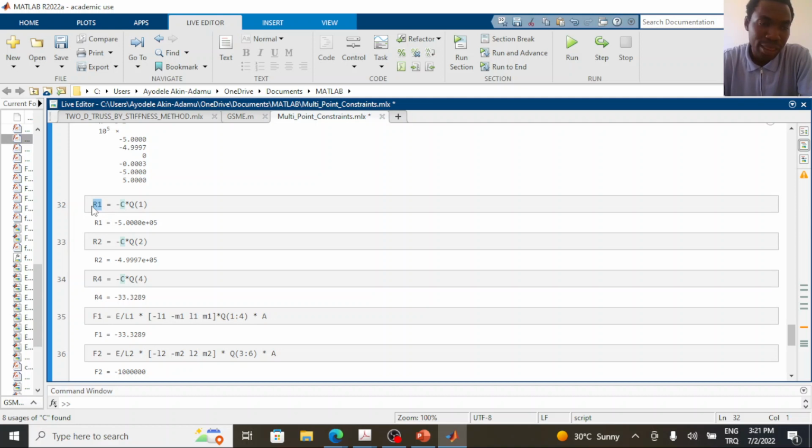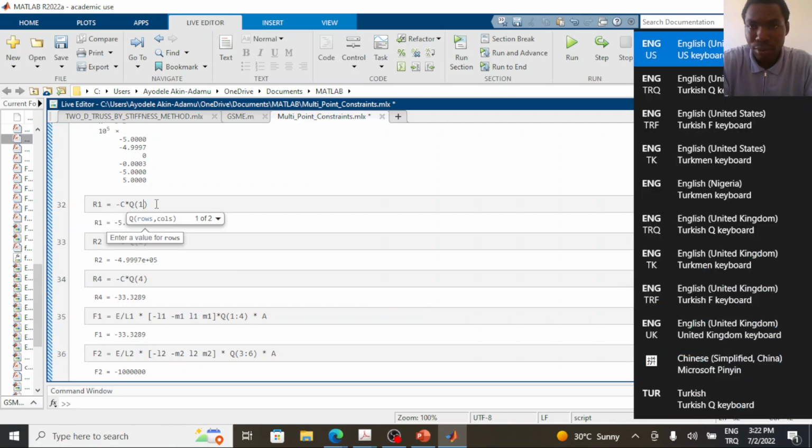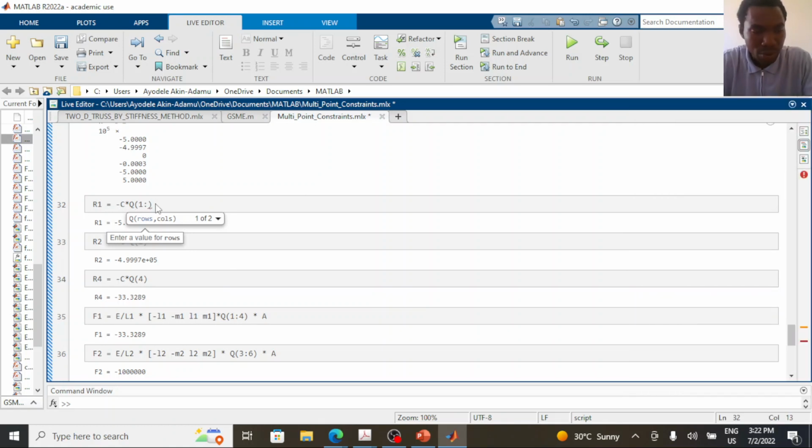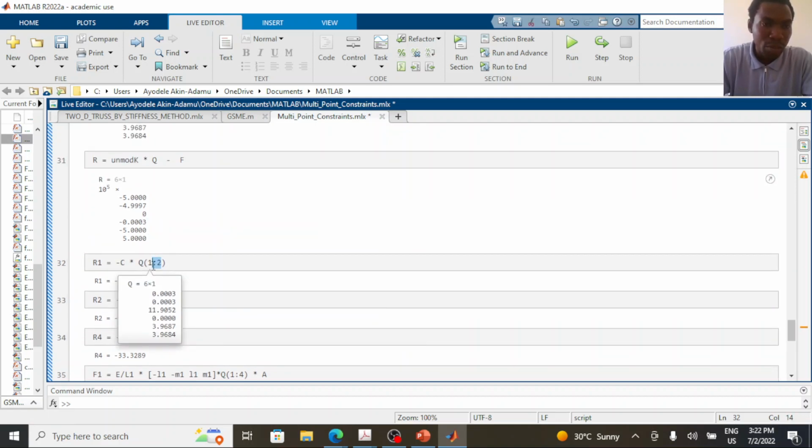Let's define R1 as the reaction component at node 1. Node 1 has 2 reactions, so we need to multiply C by 2 displacement quantities. So this is actually supposed to be Q2, minus C multiplied by this displacement quantity. The displacement quantity at position 1 and 2 of the calculated displacement matrix. Q is our calculated displacement matrix.